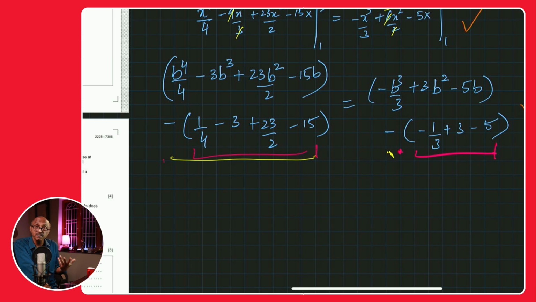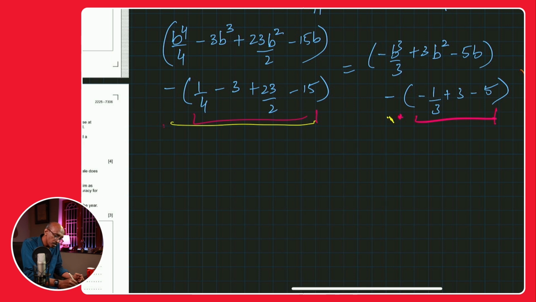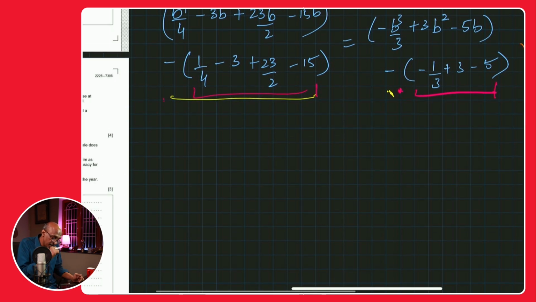I would suggest use your graphing calculator, enter it as a function. But before that, what you'll have to do is collect all the like terms on one side. So like terms means all the terms on one side and equate it to 0. So that means we'll have b to the power of 4 over 4 minus 3b cubed. There's a b cubed term on the right hand side.